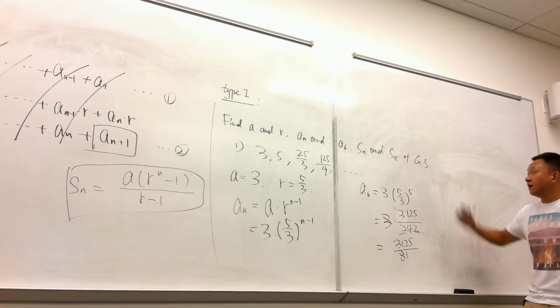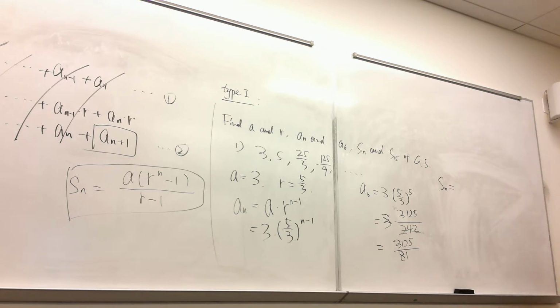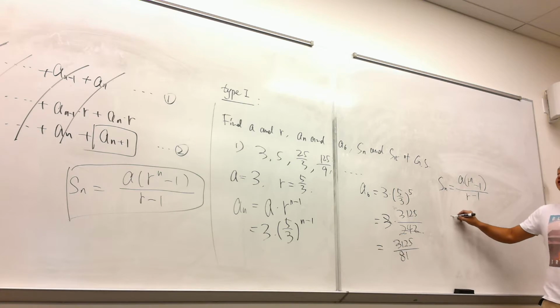S sub n, right? Guys, S sub n by formula equals the first term, A times what? What's the formula again, guys? R to the n minus 1 this way, right? And then over what? R minus 1. Exactly, okay? And guys, here I want to really show you something. Here is what you need to simplify as much as you can for this form. Okay, let me show you what I mean.